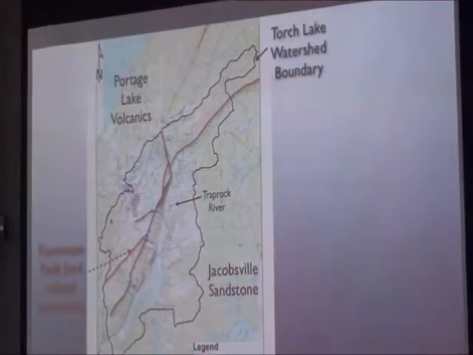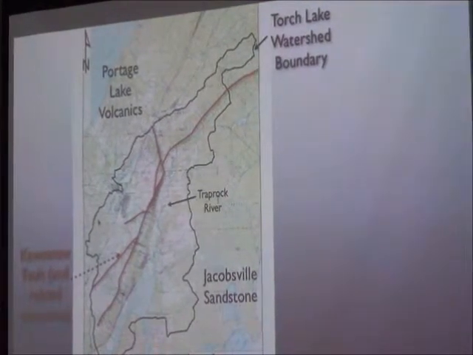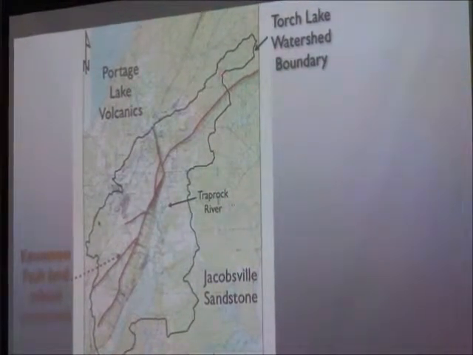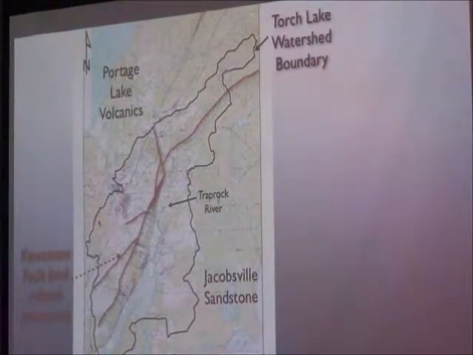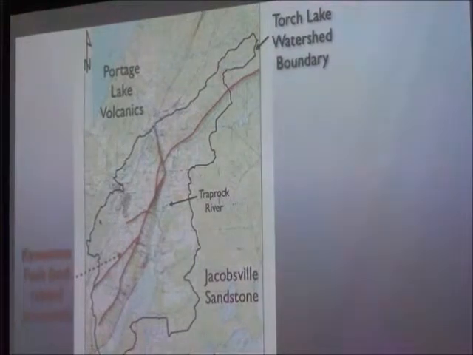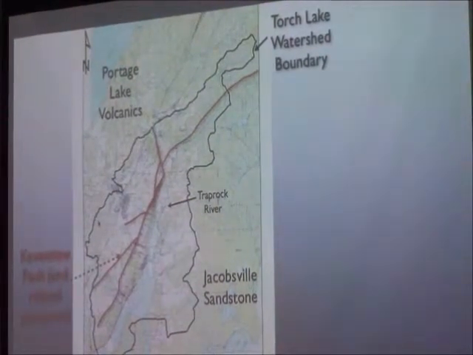Now you can see the watershed boundary. And you can see that the fault really does bisect the region, except for this little area up in here. Turns out there's a subsidiary fault here that changes the course of the Trap Rock River.